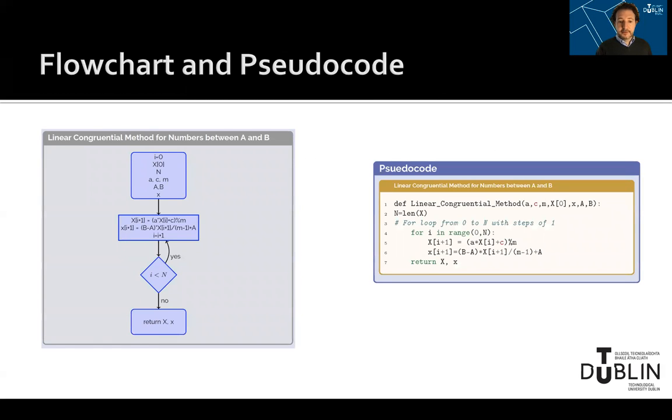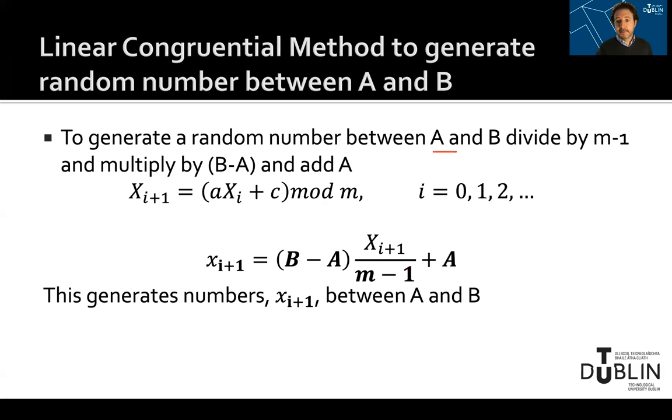Here we have the generalization of it. To generate numbers between A and B, we divide by m minus 1 and multiply by b minus a and add a. That just shifts it. B minus a is the range you're generating, and adding a just shifts the range.